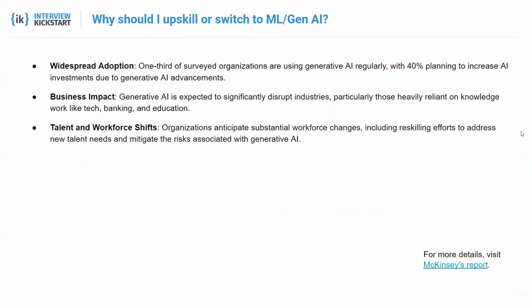Then yeah, there is a major question: why should I upskill or switch to machine learning, data science, generative AI, right? Like I said, it is still prevalent, and companies are still in the process of integrating generative AI regularly, and mostly planning to increase their AI investments, because a lot of these solutions are now possible with generative AI, and it is going to significantly disrupt many of the industries.